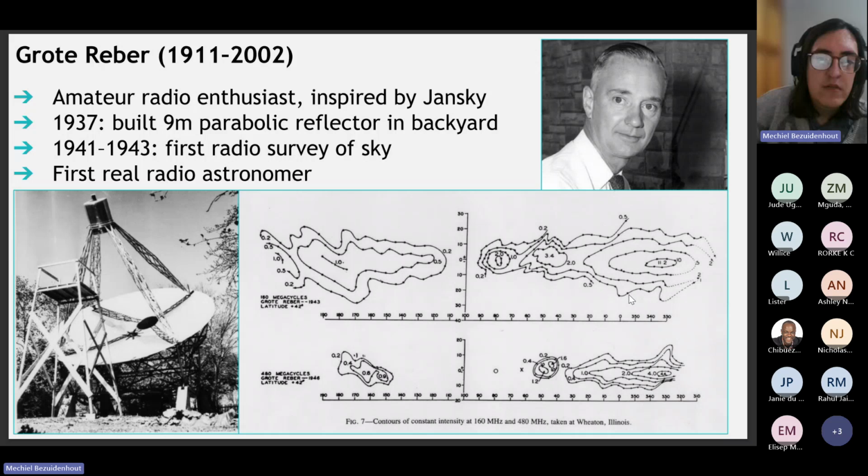So in his little backyard in a small town in Illinois, he built the world's first parabolic reflector, this 9-meter parabolic reflector, which looks very much like a modern day radio telescope, all built by hand. And so in 1941 to 43, he conducted the first radio survey of the sky, all from his backyard, producing these wonderful contour maps of radio emission from the sky. And so that's why we say Jansky might have been the father of radio astronomy, but the first real radio astronomer was Grote Reber.